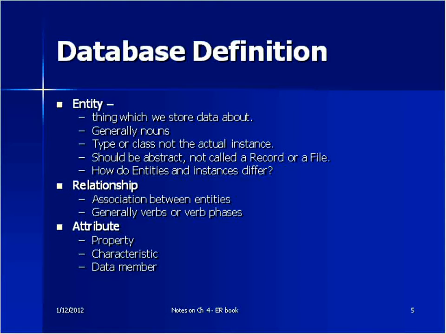So now if I have a student entity and a car entity, I need to know what the relationship is between the two entities. So a relationship is an association between entities. Entities are generally nouns. Relationships are generally verbs or verb phrases.